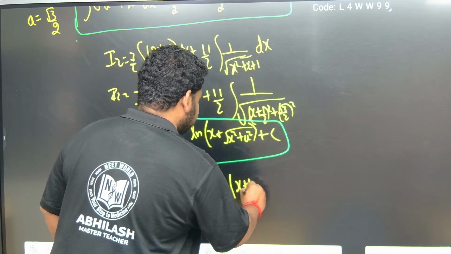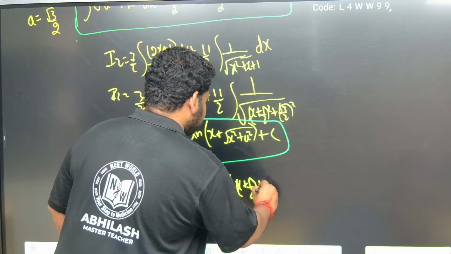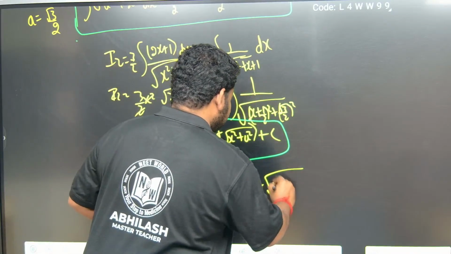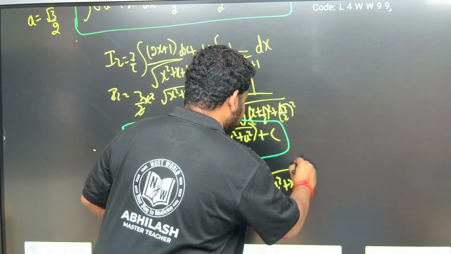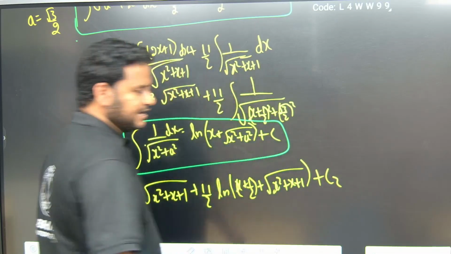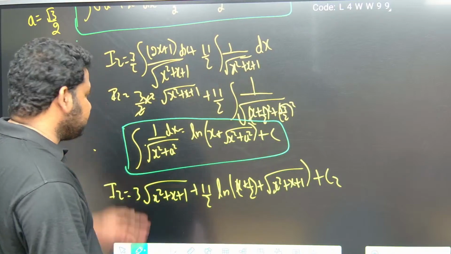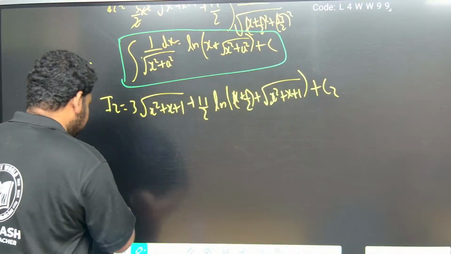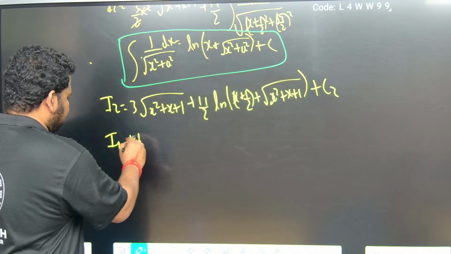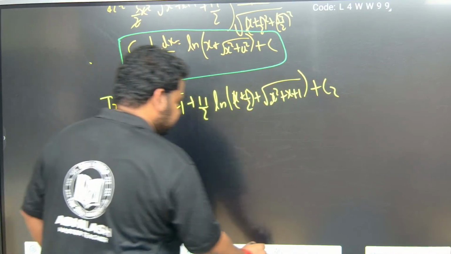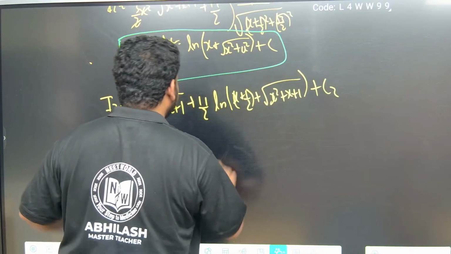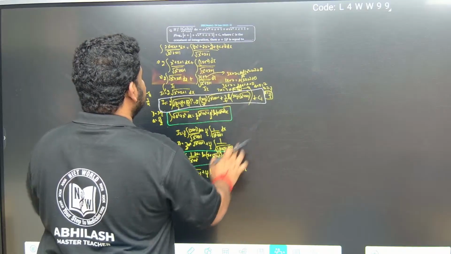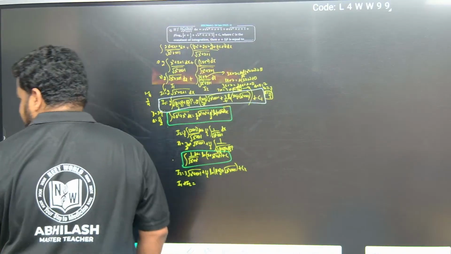x plus 1 by 2 into square root of x square plus a square, x square plus a square is x square plus x plus 1, square root of x square plus x plus 1 plus C2. This is what I have. Now, what can I do? If I do I1 plus I2, what will I have? This is equal to what? They are telling us this is completely equal to what?